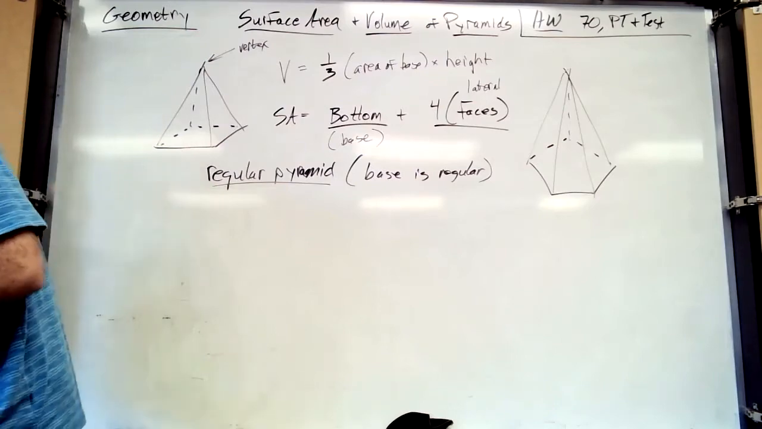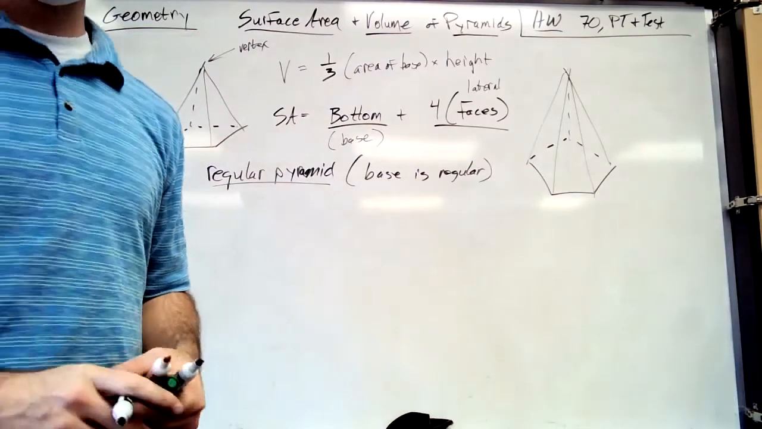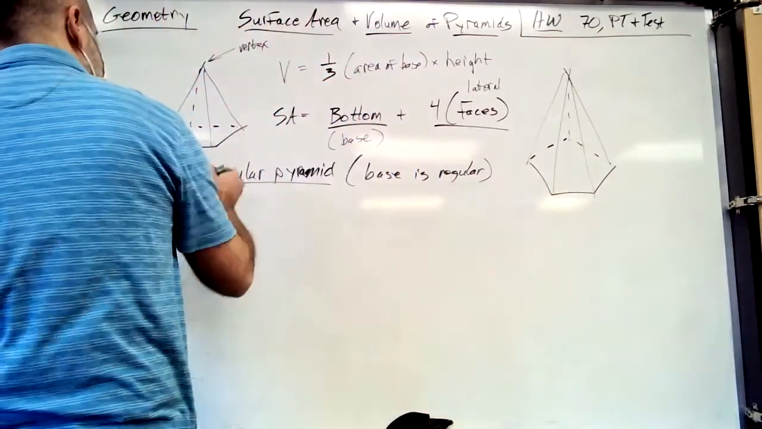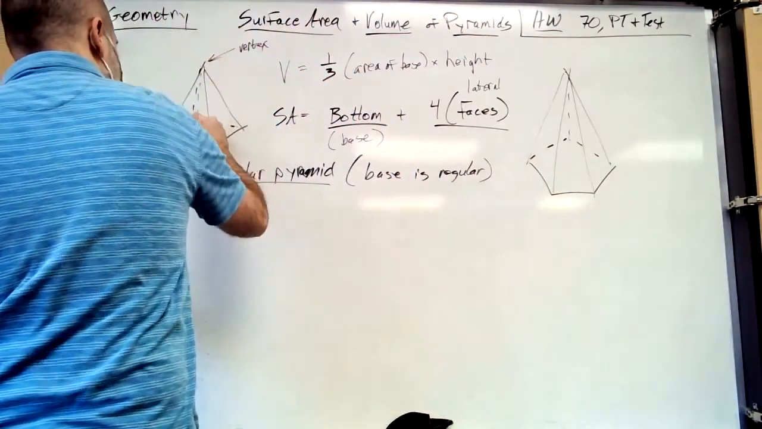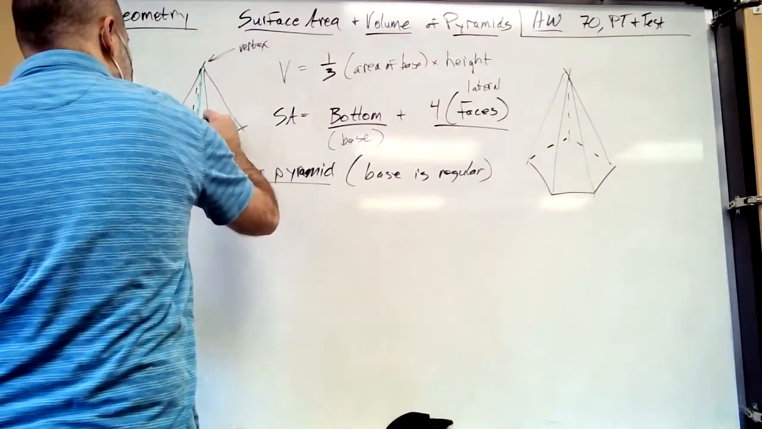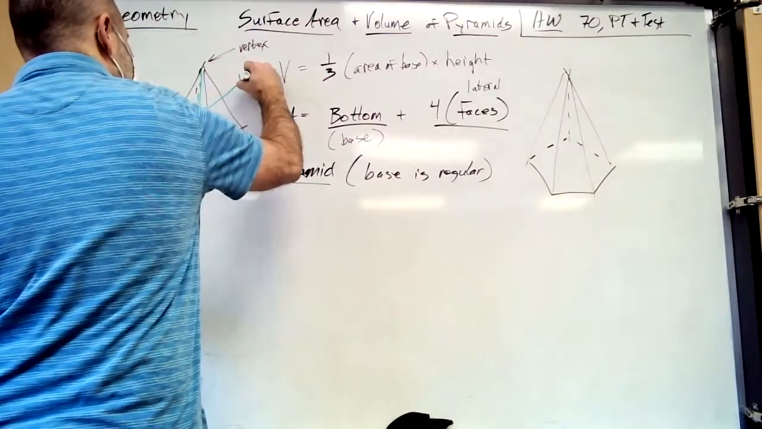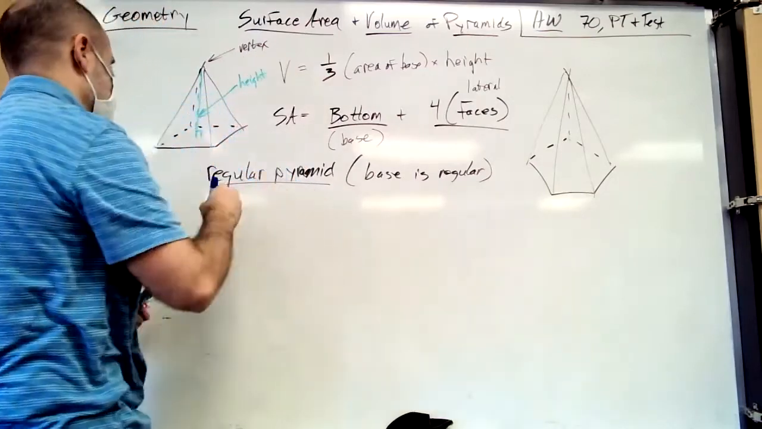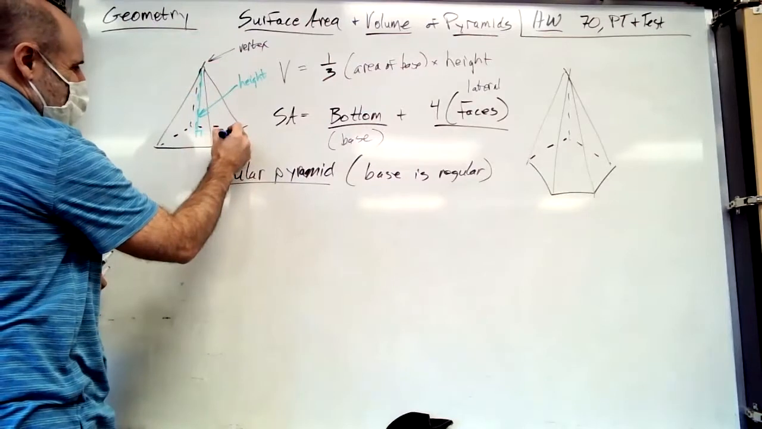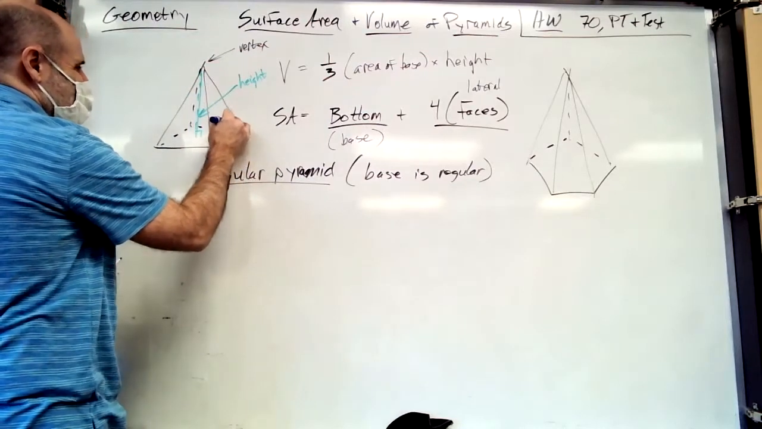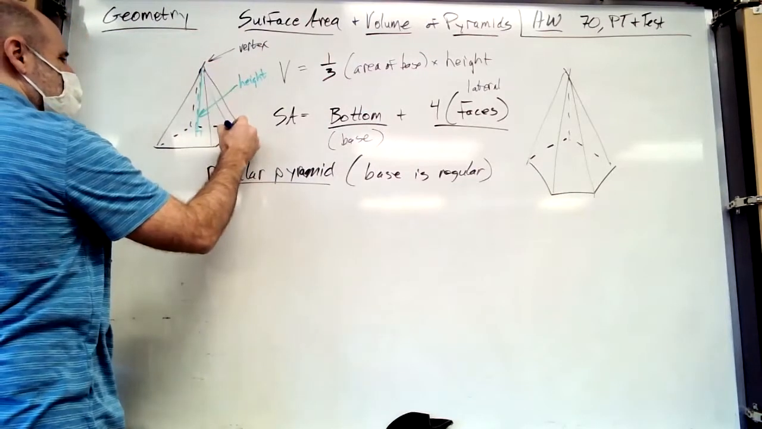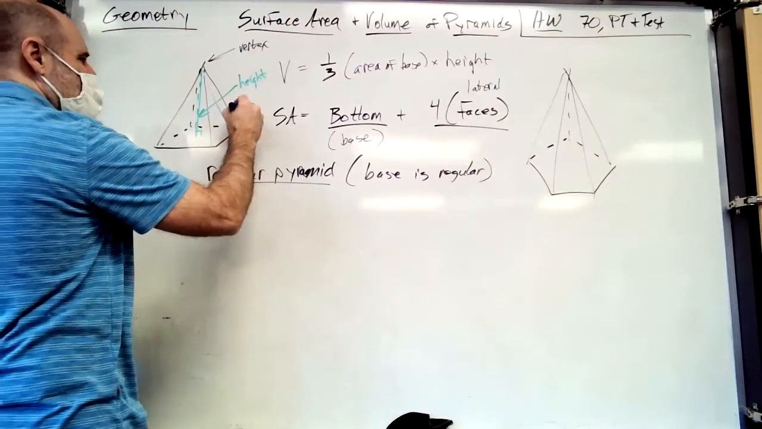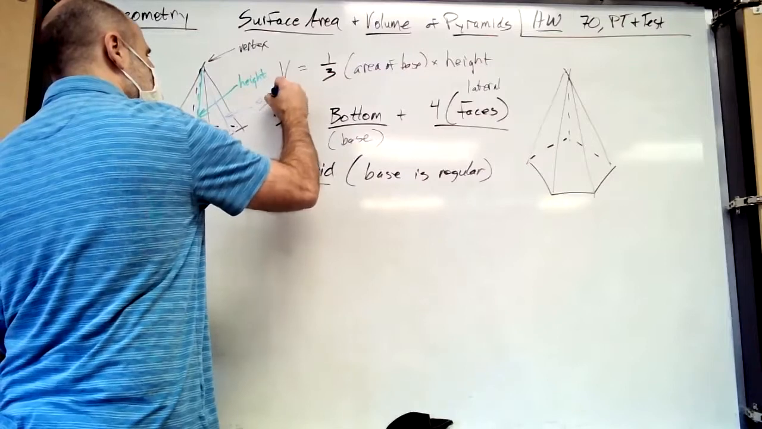Okay. So now there is a height. You guys know the height is this guy right here. So the height, if I were to draw a line straight down, this would be the height. Okay? But there's another line. There's this line on the face. It's perpendicular to that, but this is called the slant height.